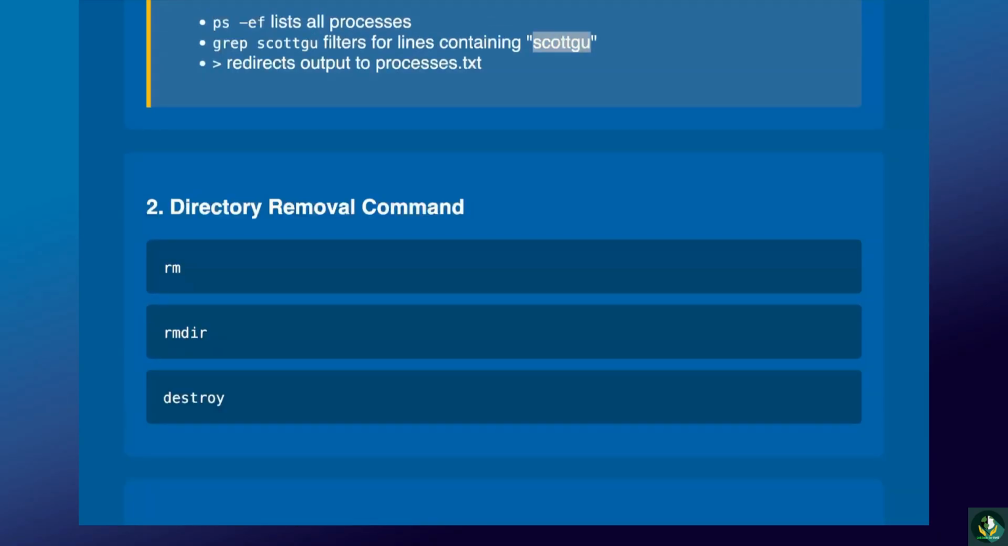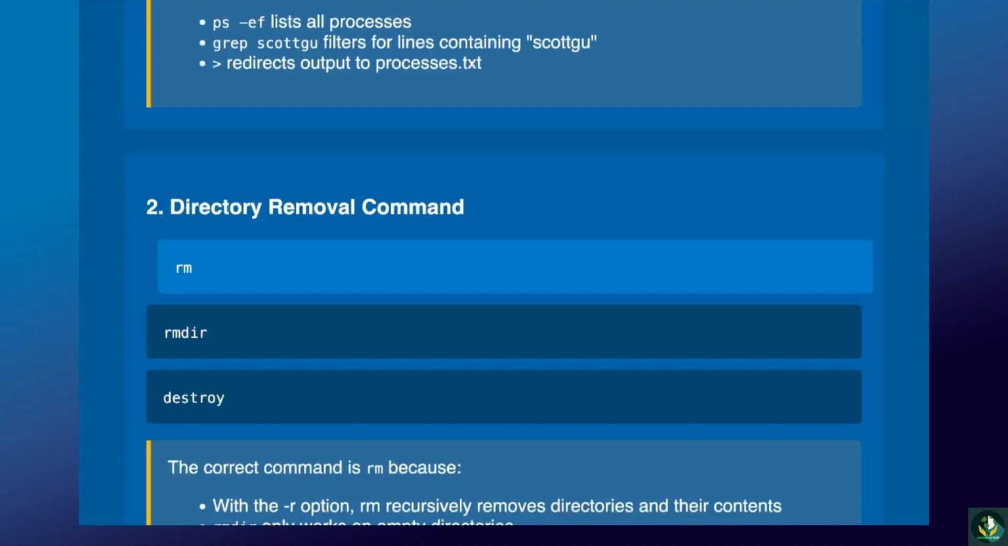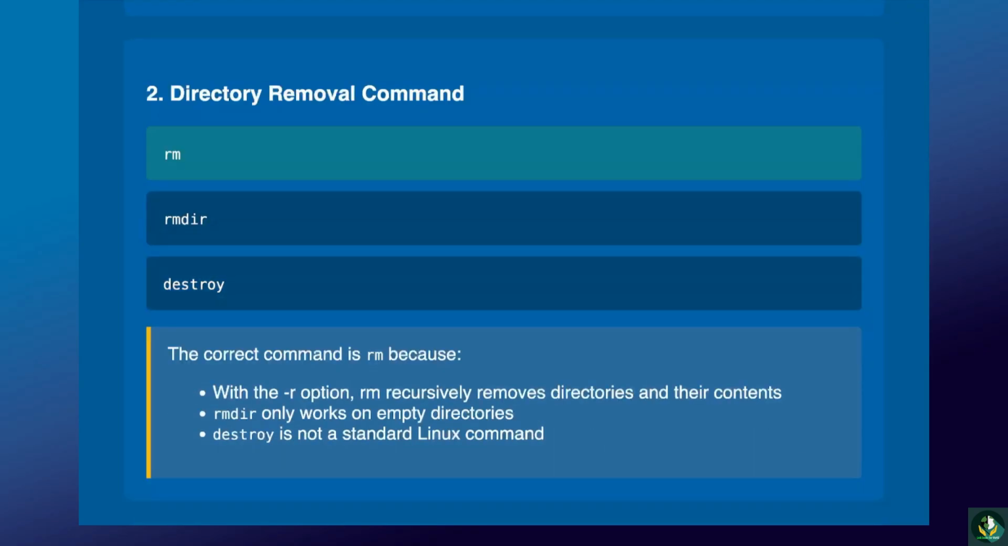So which of the following commands called with the -r option would you use to delete a subdirectory that isn't empty? Is it the rm command, rmdir, or the destroy command? Again, which of the following commands called with the -r option? So this command should be used with the -r option. And the correct answer is, of course, the rm command. With the -r option, rm recursively removes directories and their contents.